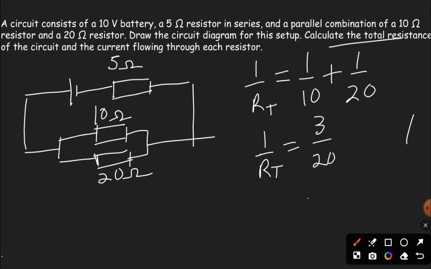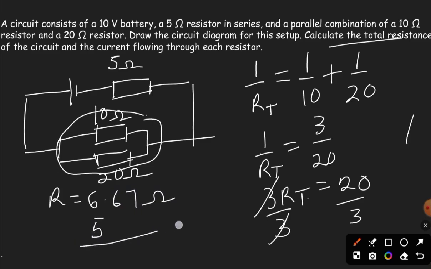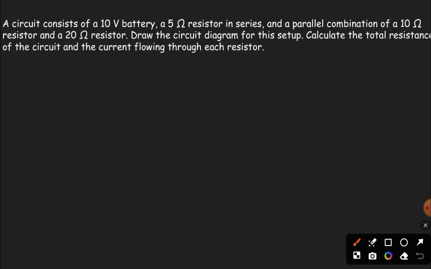Now we cross multiply. So we are going to have 3 RT equals 20. Divide both sides by 3. 20 divided by 3. Total resistance for the parallel is 6.67 ohms. Because we have another resistor connected in series, we are going to add 5 to it. So we get 11.67 ohms. So that's our total resistance, 11.67 ohms.